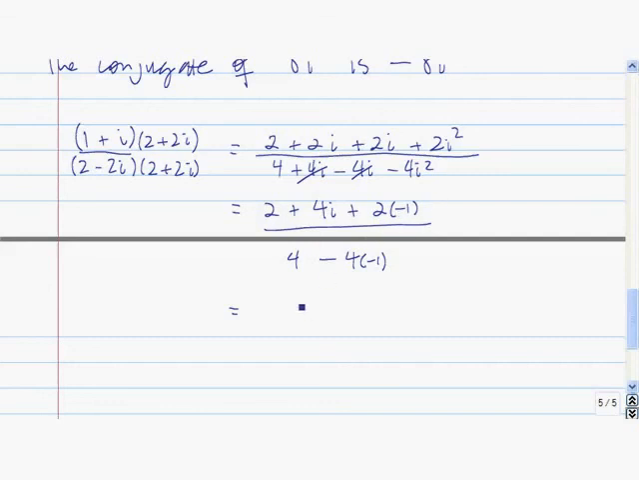So in the numerator we have 4i, and in the denominator we have 4 plus 4, because negative 4 times negative 1 is positive 4. So in the denominator we have 8. So this simplifies to i divided by 2, because the 4 and the 8 cancel, which is 1/2 i. Okay, so 1 plus i divided by 2 minus 2i is simply equal to 1/2 times i.